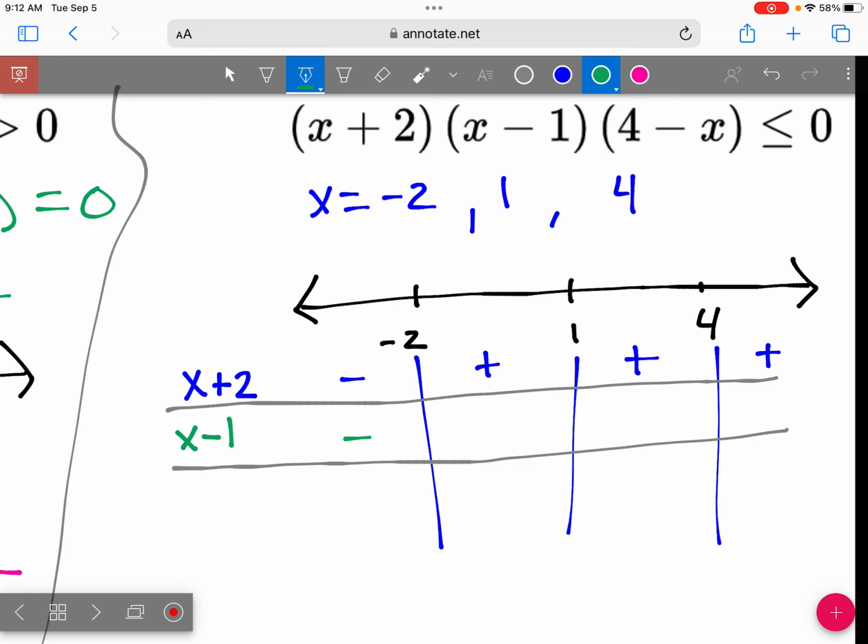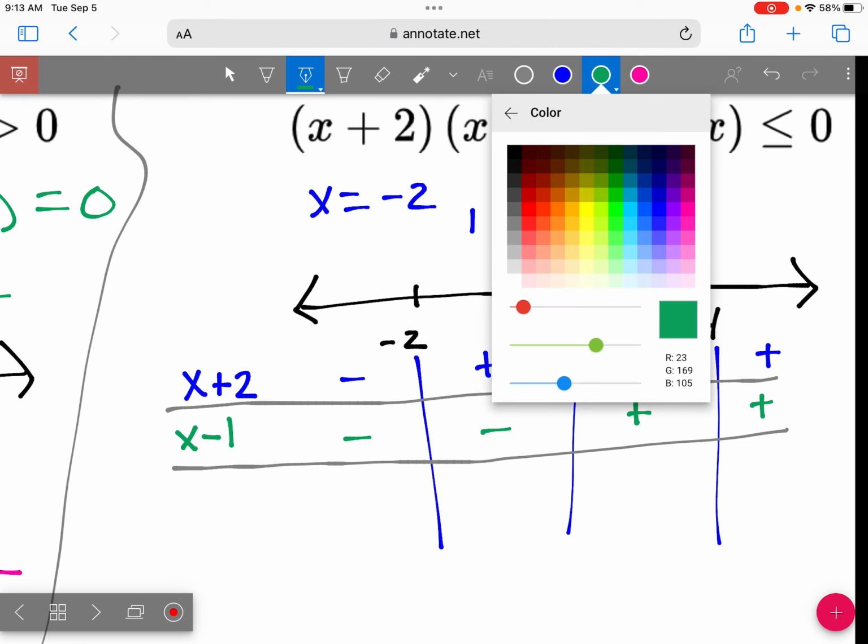Because if we use 0 minus 1, -1. Or -1.5 minus 1, negative. -0.9999999 minus 1, still negative. If it's between 1 and 4, positive. If it's bigger than 4, positive. All right. We've got one more factor here.